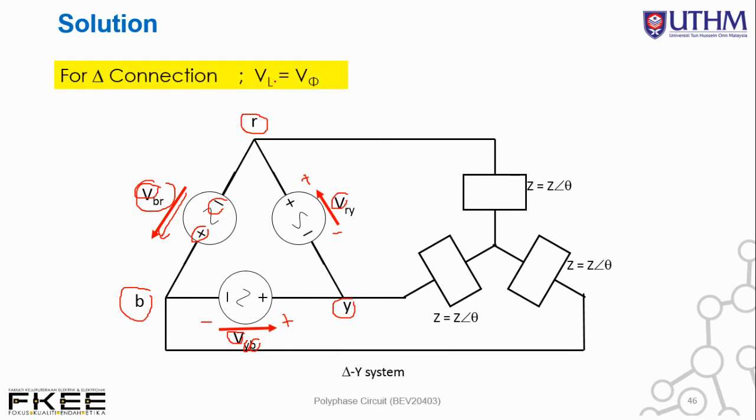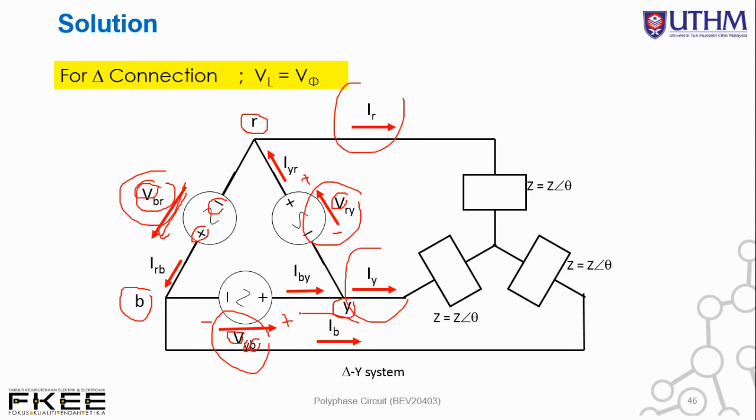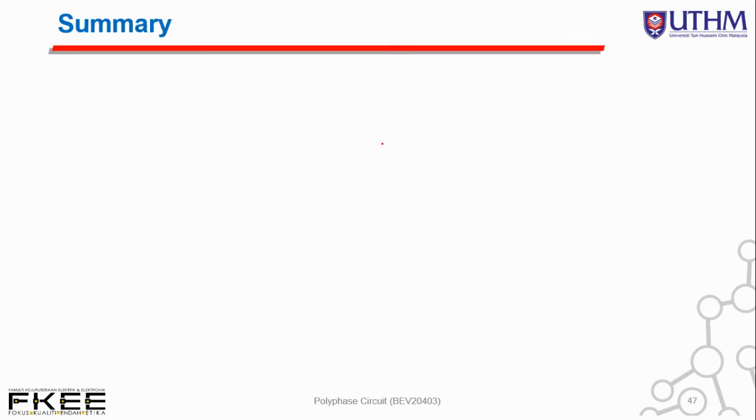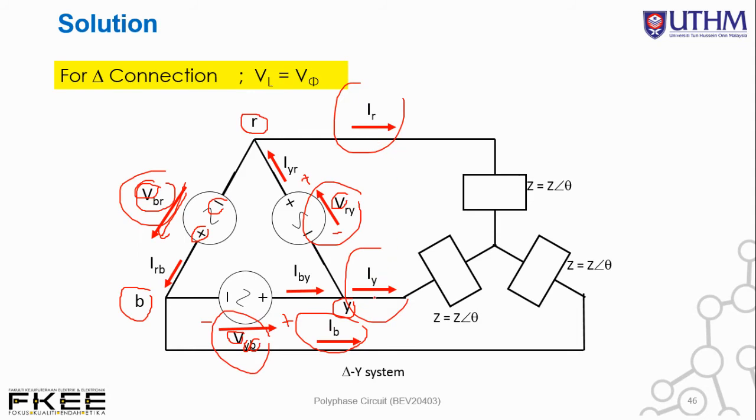For delta connection, VL equals V phase. So VRY, VYB, and VBR, these three are actually V line and also V phase. But for IR, IY, and IB, this is a line current. This is another line current, and this is another line current. Three different line currents where I line is equal to square root 3 times I phase. This is for star connection. For data, I have shown earlier in the previous slide, so you may refer back to the last slide.